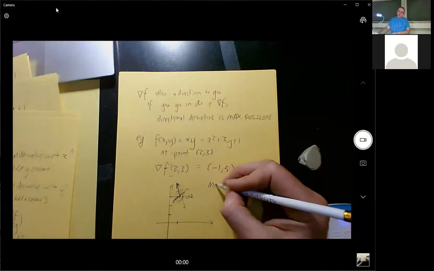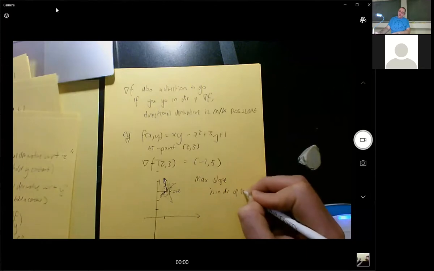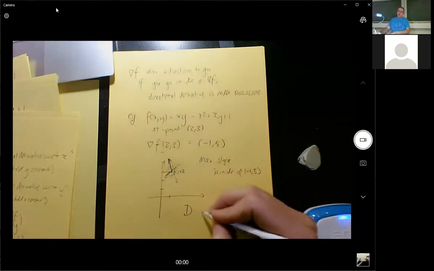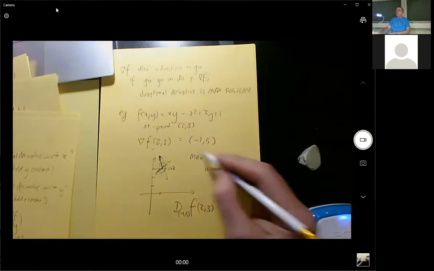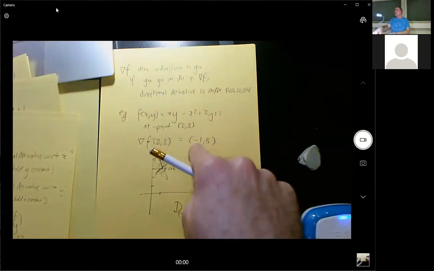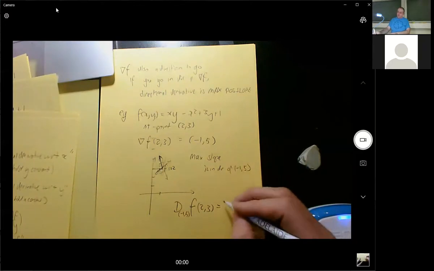So the maximum slope is in the direction of minus 1, 5. And are you ready? This is the real magic trick. The actual slope in that direction will be the length of this vector. So the directional derivative of the function f in the direction of minus 1, 5 at the point 2, 3 will be the unit vector in the same direction of this, dot with the gradient, which is this, and that will produce the same answer as the length of that vector, which is a magic trick. So it will be just the length of this vector.